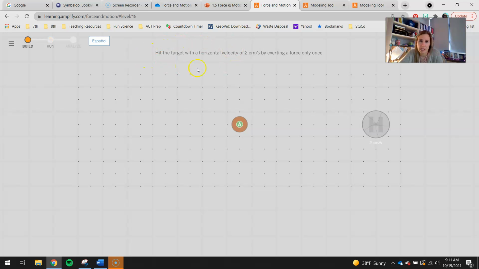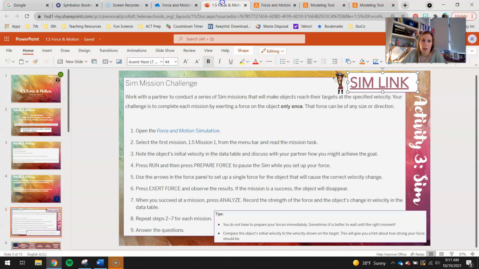Okay, select the first mission and read the mission task. Your mission task is right here at the top. Hit the target with the horizontal, meaning left to right, velocity of 2 centimeters per second by exerting a force only once. Remember, on all 8 of these missions, you only get to exert 1 force. You get to prepare a force, you can click the buttons as much as you need, but you only get to exert that force once. Again, you can change the size of your force. You just can't do more than one force to get it to work.